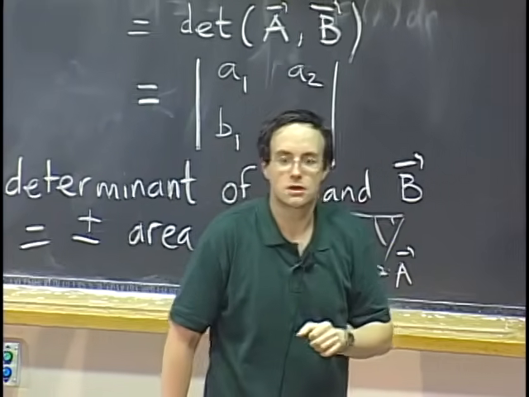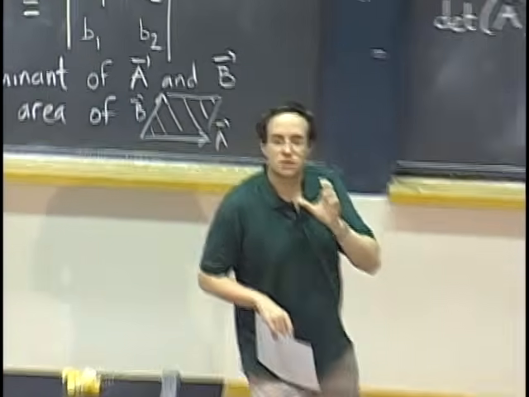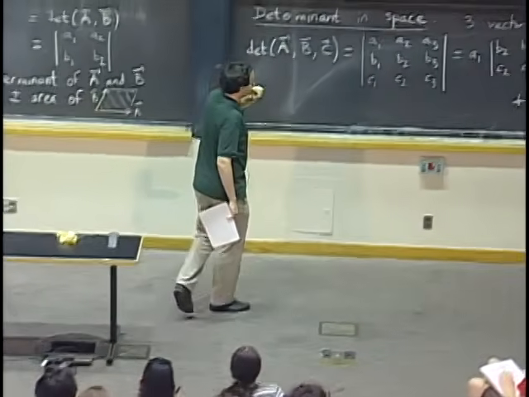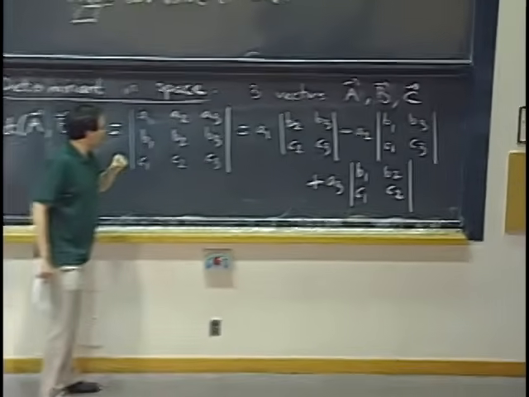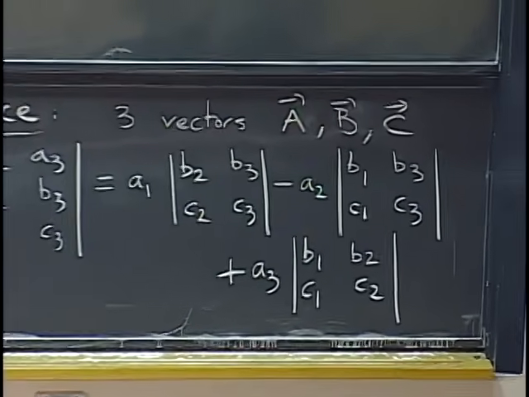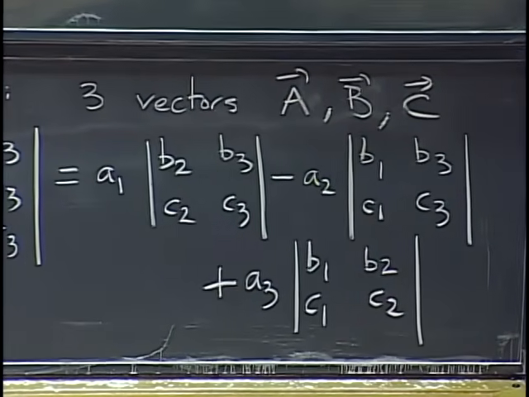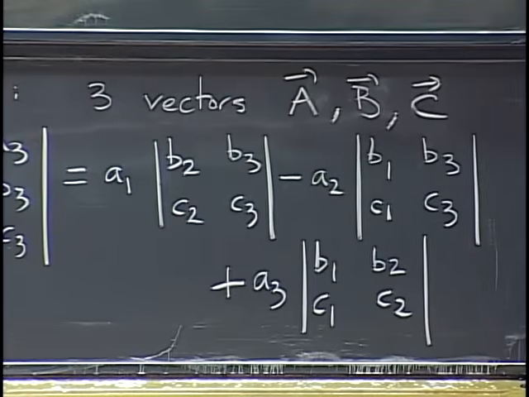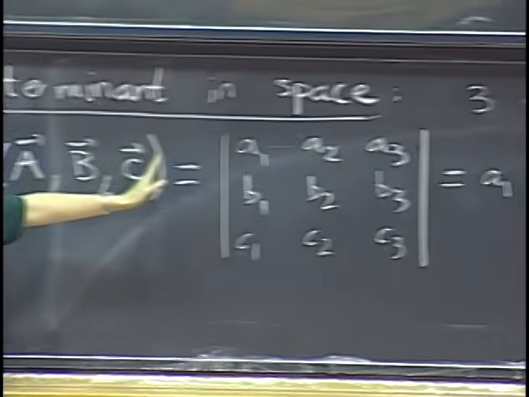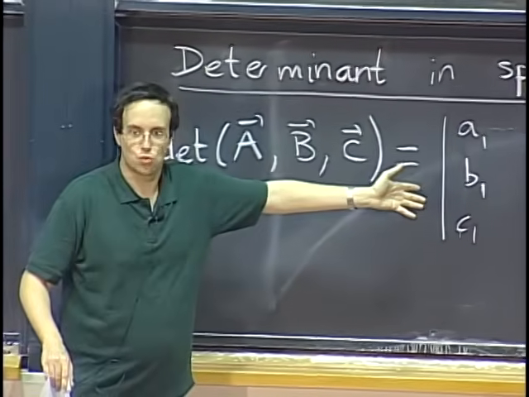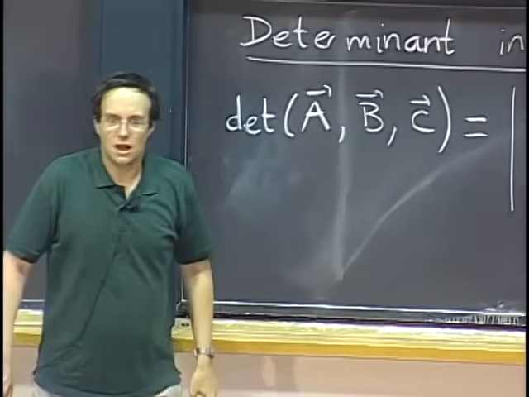Yes? Sorry, why is the negative there? Well, that's a very good question. It has to be there so that this will actually equal, well, what I'm going to say right now, the volume of the box with sides A, B, C. And the formula just doesn't work if you don't put the negative.